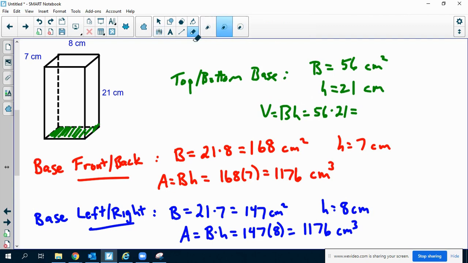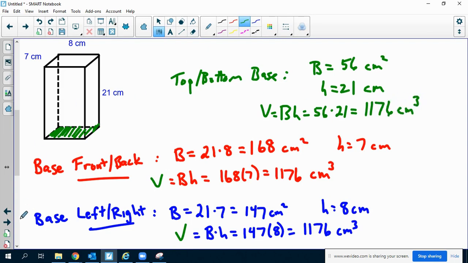So I kind of messed these up a little bit. Sorry about that, guys. So those are volumes as well. So the volume 56 times 21 also gives me 1,176 centimeters cubed. So that's the volume there.